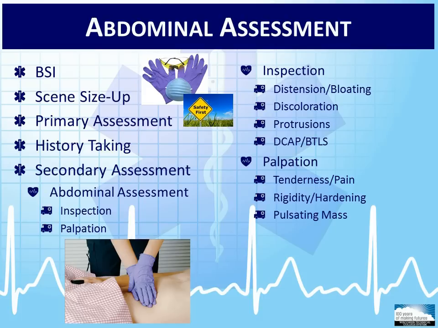If a pulsating mass is noted, do not palpate that area. Such a mass may be indicative of an abdominal aortic aneurysm, and palpation may result in a dissection or rupture. This is a life-threatening emergency that requires immediate transport.